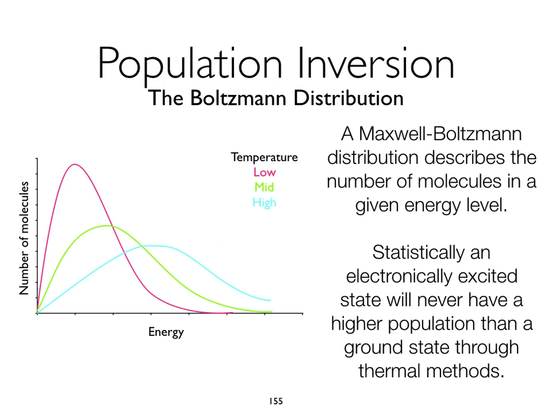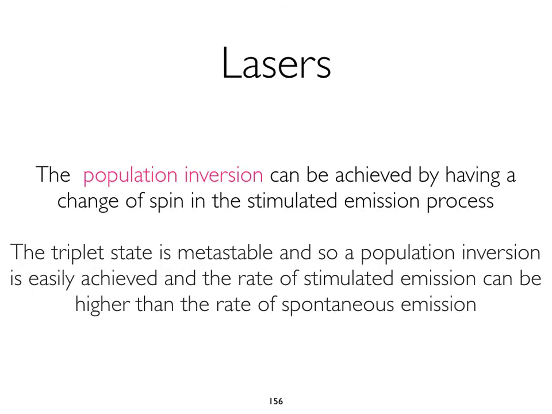It has to be with a triplet. So by having a change of spin, my stimulated emission process is allowed to have an inverted state. But I also increase the proportion of things that occur by stimulated emission rather than spontaneous emission, because that triplet state, that change of spin state, has a very long lifetime. It needs that kind of help to decay. And so having that stimulated emission state is very, very useful.